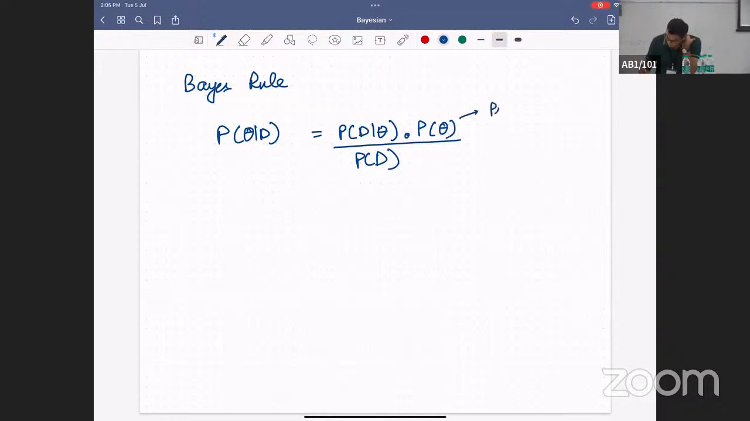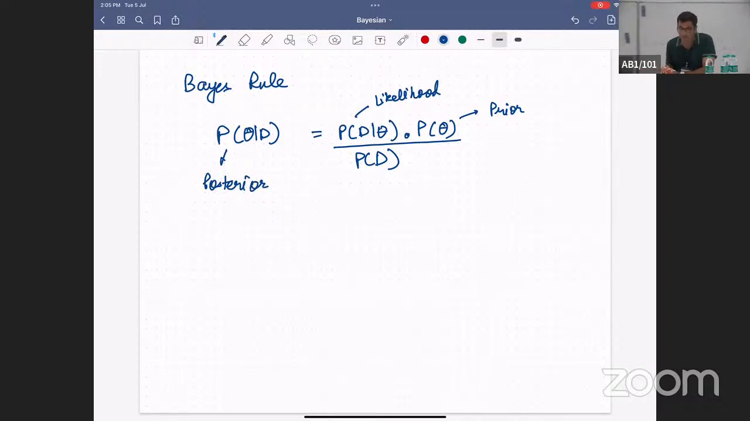So we call this prior, likelihood, posterior. We will not talk much about P of D. As I mentioned, it can be hard to calculate P of D in various problems, right?